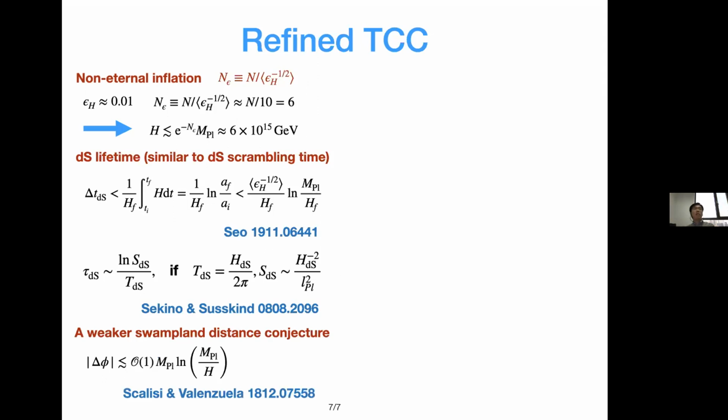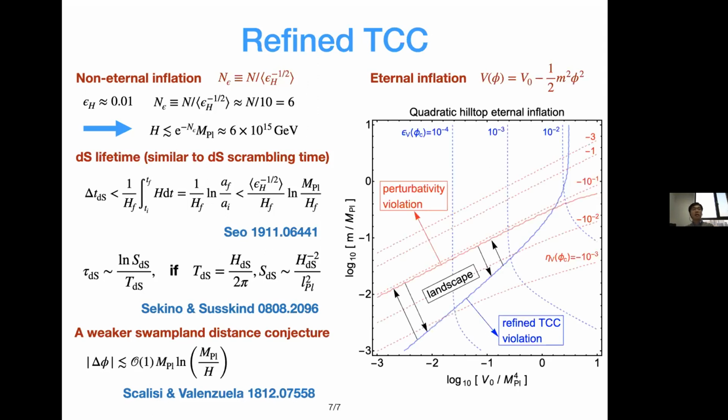So for eternal inflation, for example, a quadratic potential, the landscape is identified in this parameter region, and beyond which our refined TCC and the perturbativity are violated. And that's all of my talk.